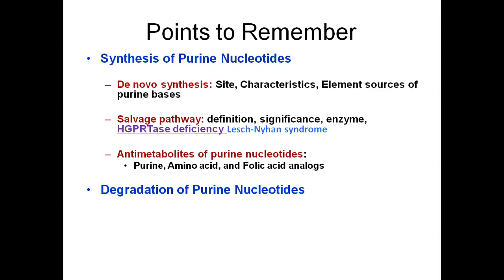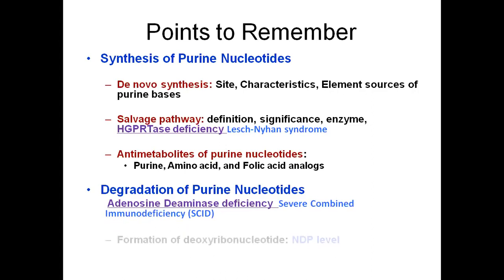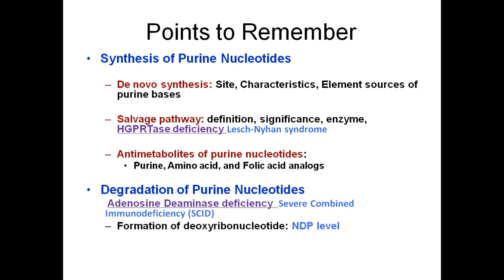Then what you need to remember in the degradation of purine, आपको याद रखना है adenosine deaminase deficiency, which leads to severe combined immunodeficiency, or formation of deoxyribonucleotide. It should be ribonucleotide to synthesize ATPs and ADPs in the RBCs, but there is a production of deoxy because of the activity of reductase, which leads to adenosine deaminase deficiency and severe combined immunodeficiency disorder.